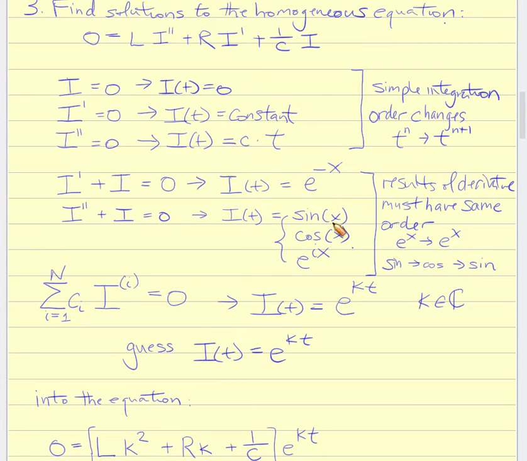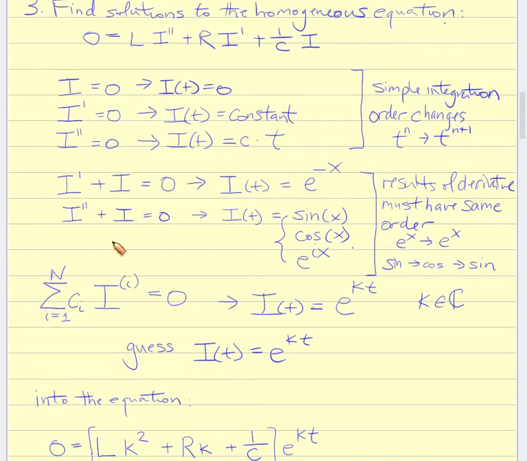The negative sign being like negative, not like the sine function. S-I-G-N instead of S-I-N-E. Too many signs here. So sine and cosine would solve this because taking the double derivative gives the opposite.